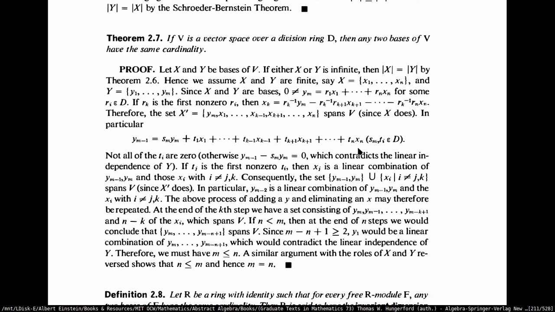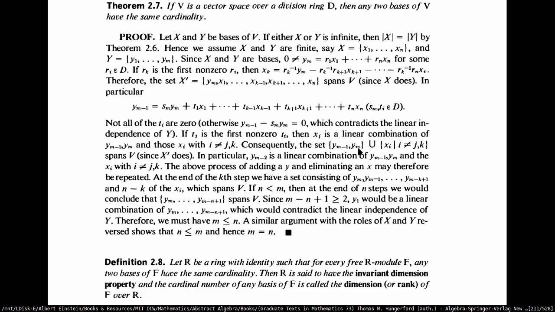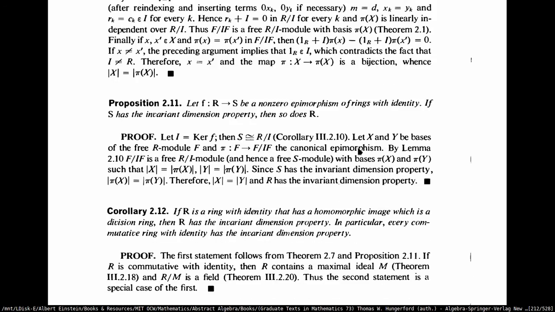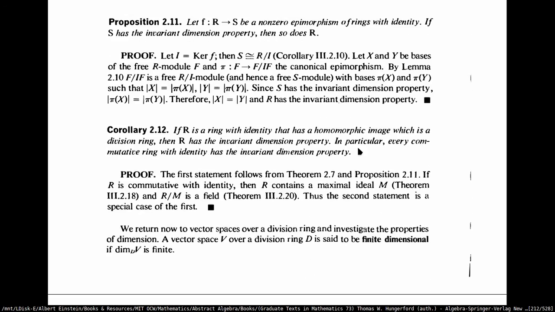Yeah. And then he's going to do some proofs about rings that have the invariant dimension property. Then at the bottom of page 186, he goes back and says, okay, now we're just going to talk about vector spaces over division rings. All right. He made the transition and finishes this section.